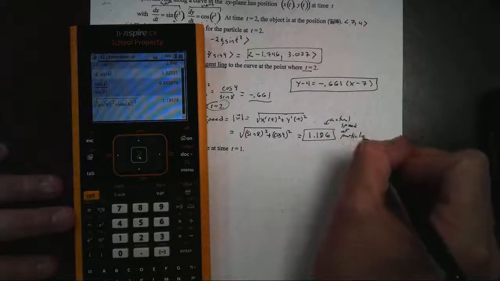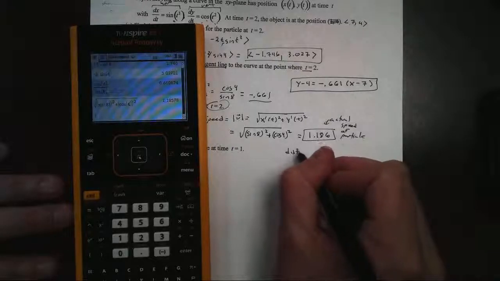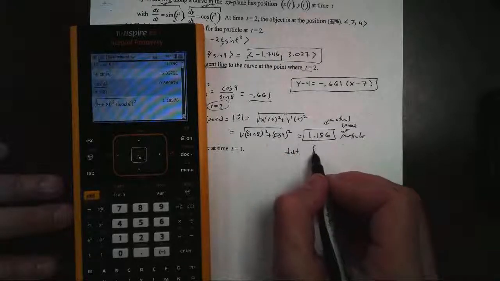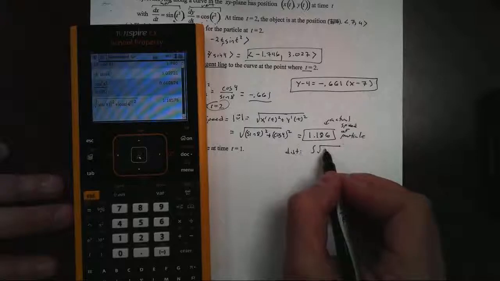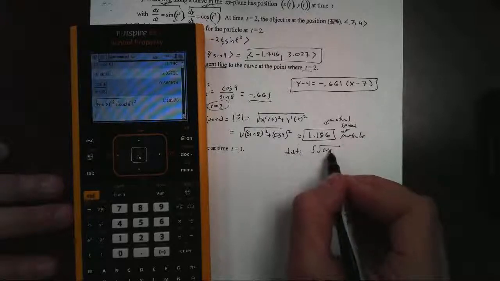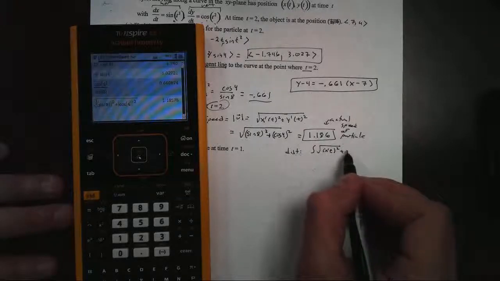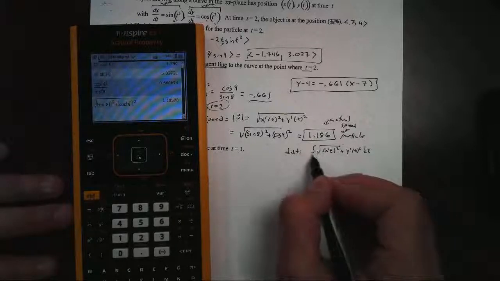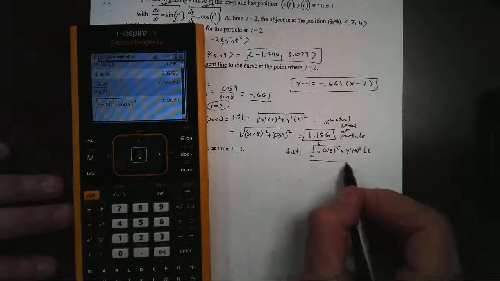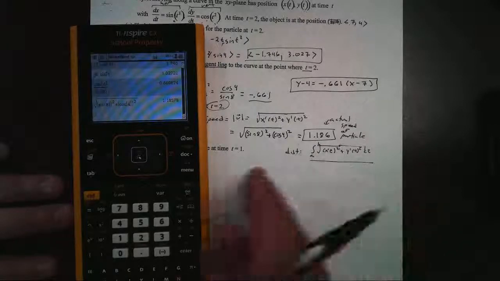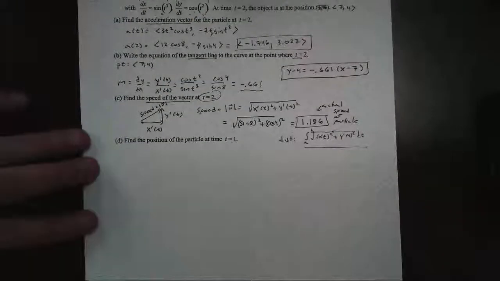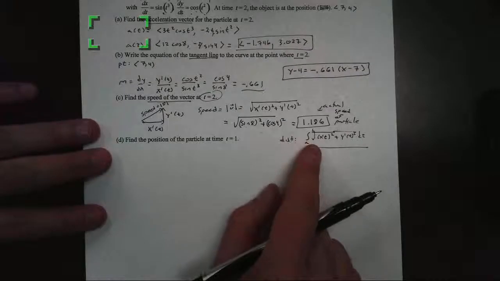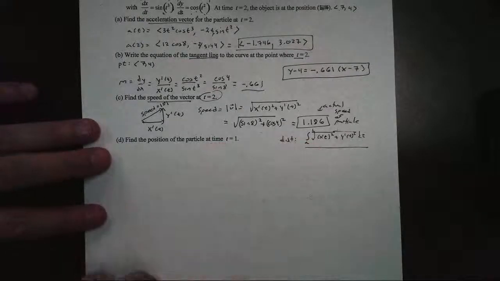Now if I wanted to get the distance traveled, we would set up an integral of x prime of t squared plus y prime of t squared dt from a to b. That's if I wanted to get distance, because remember distance is the antiderivative of our velocity, but we don't have to do that for this one because we're not asked that.